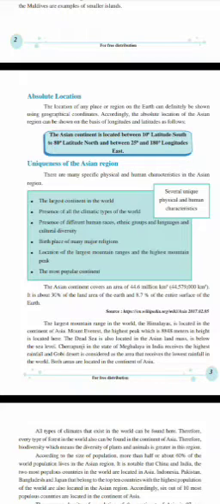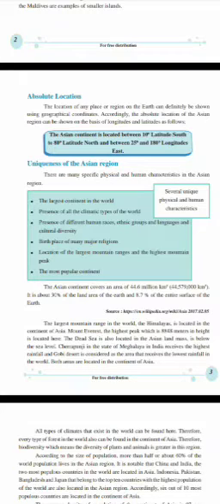So when we talk about the absolute location of the Asian continent, the Asian continent is located between 10 degrees latitude south to 80 degrees latitude north and between 25 degrees and 180 degrees longitude east.